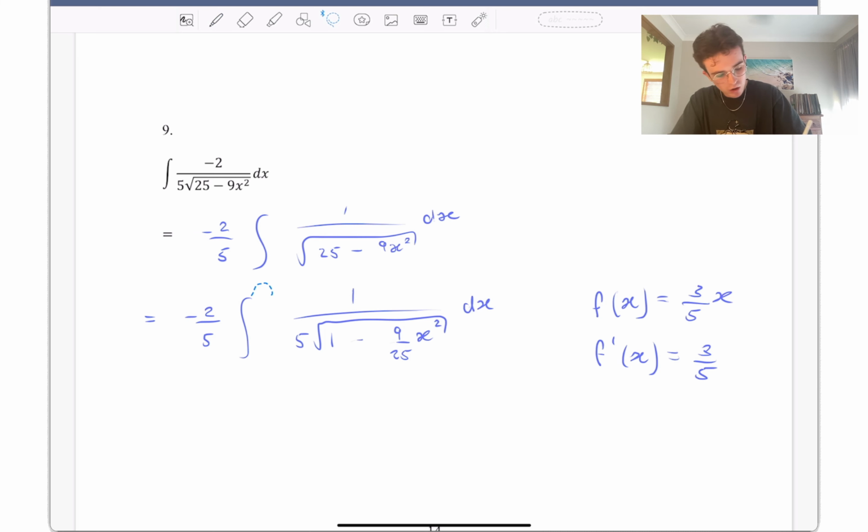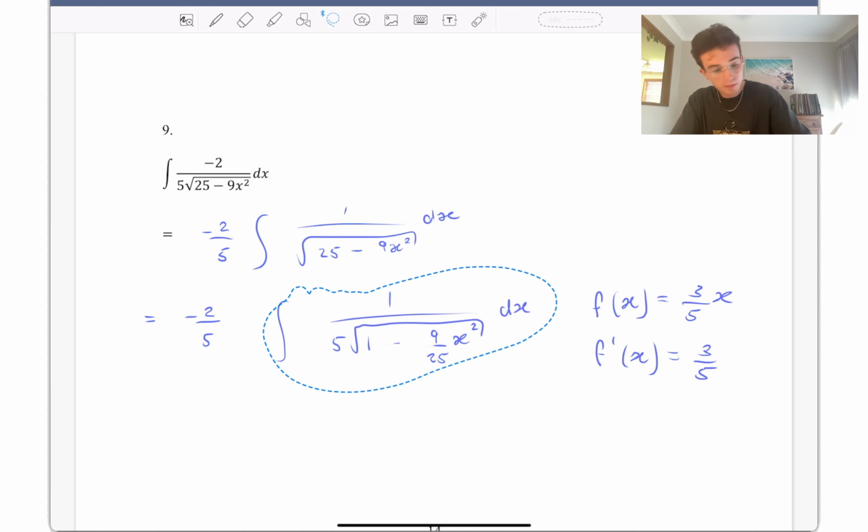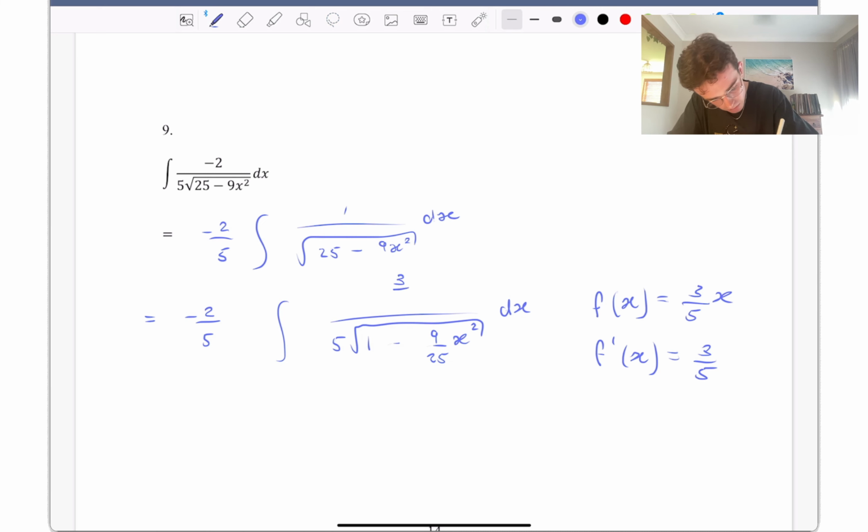So in an ideal world, we want 3 on 5 on the top, but I don't have that. So let's make it so. We'll put a 3 on 5 on the top, but again, I can't just randomly times an integral by 3 on 5. I'd have to times it by 5 on 3 out the front. Then, because 3 on 5 times 5 on 3 is 1, we get back to where we started.